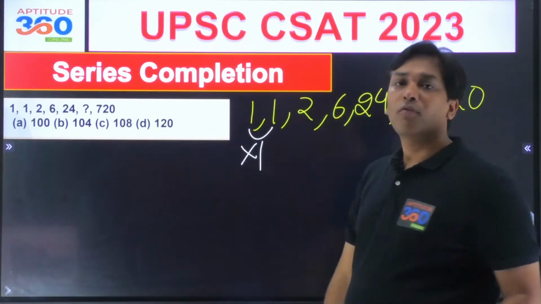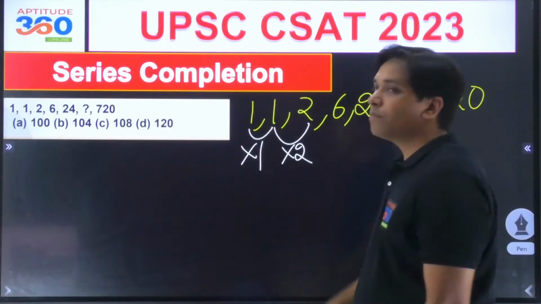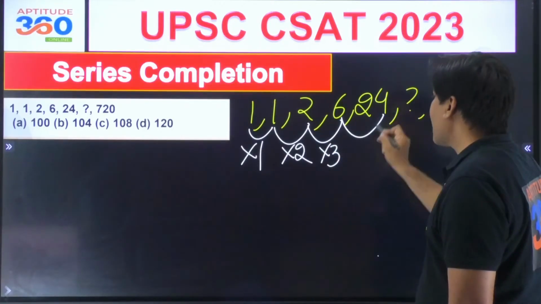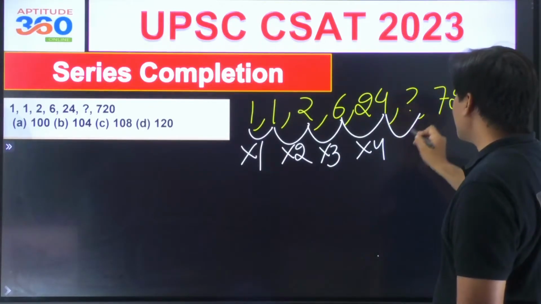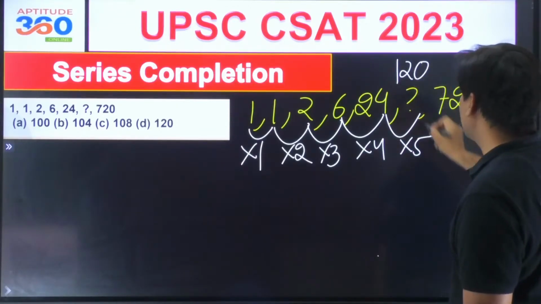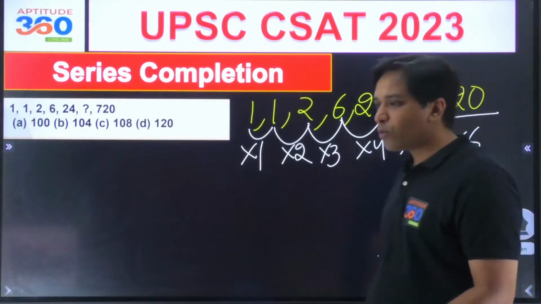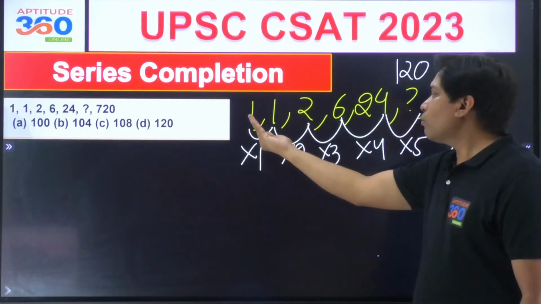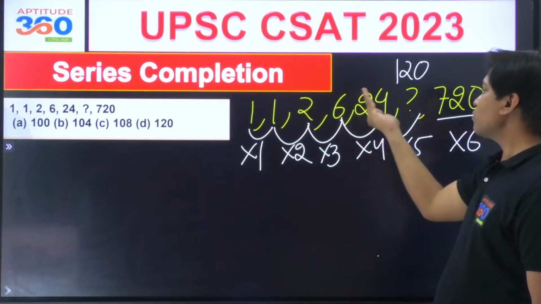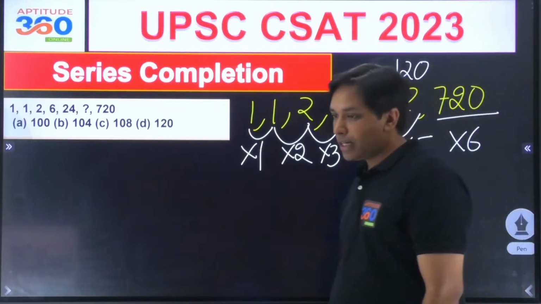Into 1. 1 into 1 is 1. 1 into 2 is 2, isn't it? And then 2 into 3 is 6. And 6 into 4, and then this number into 5. So if into 5, it has to be nothing but 120, and 120 into 6 is coming out as 720. So do you understand what is that? What is happening out here? 1 into 1 is 1, 1 into 2, 2 into 3, 6 into 4, 24 into 5, so forth and so on. So Vishal is also getting the answer.